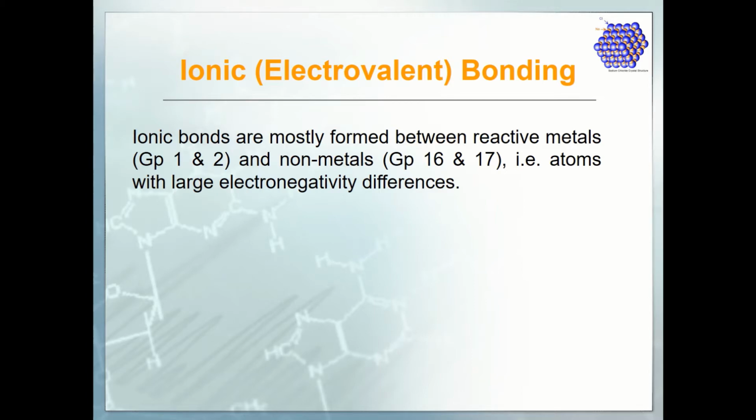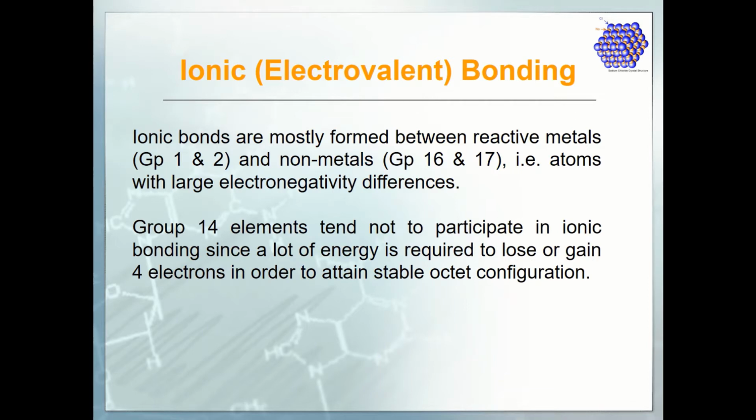Generally, your group 14 elements will not take part in ionic bonding, because in order to lose or gain electrons, you require a lot of energy. Therefore, group 14 elements usually do not have ionic bonding.